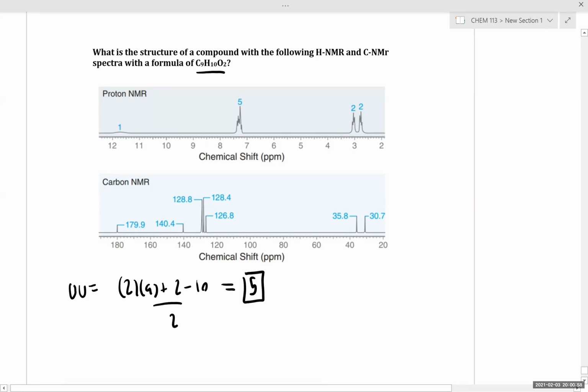So with that information in hand, let's start with the proton NMR. Let's look at the chemical shift, the integration, and multiplicity, and let's try to assign the identity of different peaks. So what is this broad peak at around 12? What proton matches that profile?